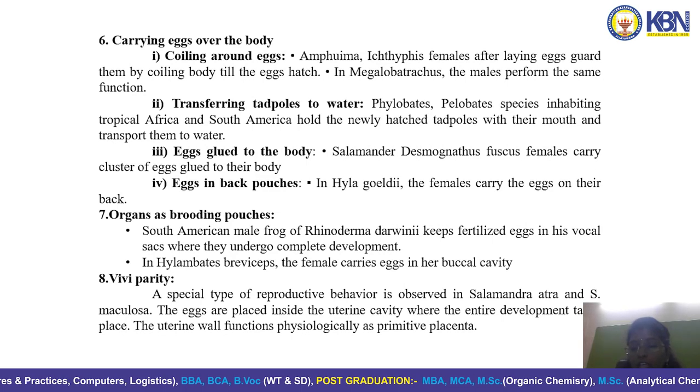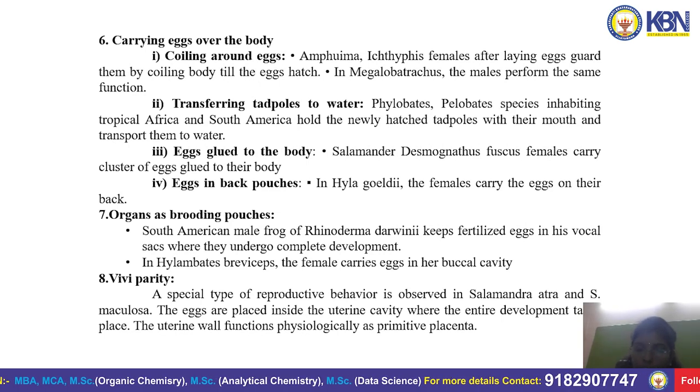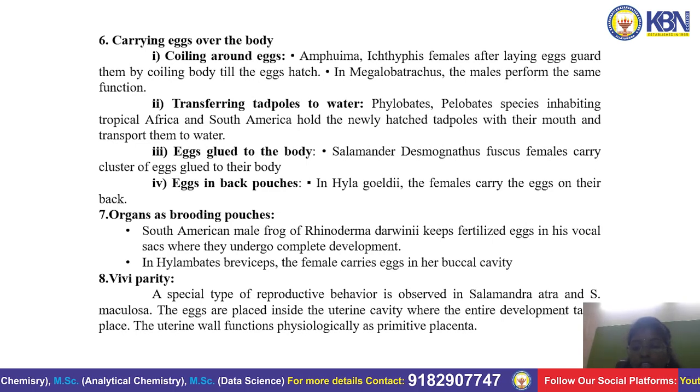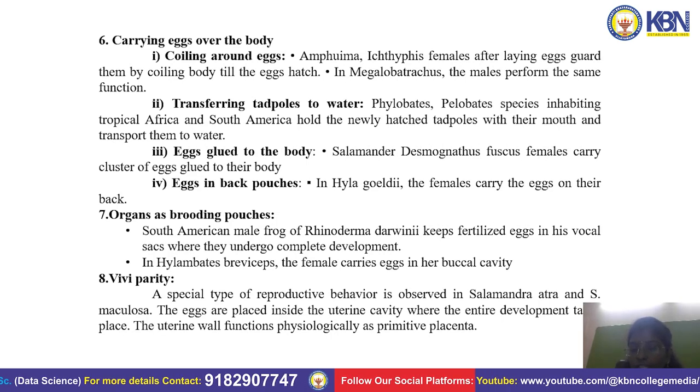Some of the amphibians like Salamandra atra and Salamandra maculosa, these eggs are placed inside the uterine wall. Likewise in humans, the baby is present in the uterine cavity. Likewise, in these amphibians, the eggs are placed inside the uterine wall, where the entire development takes place.